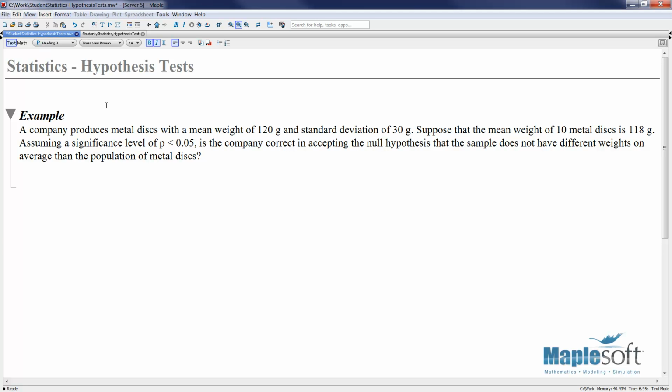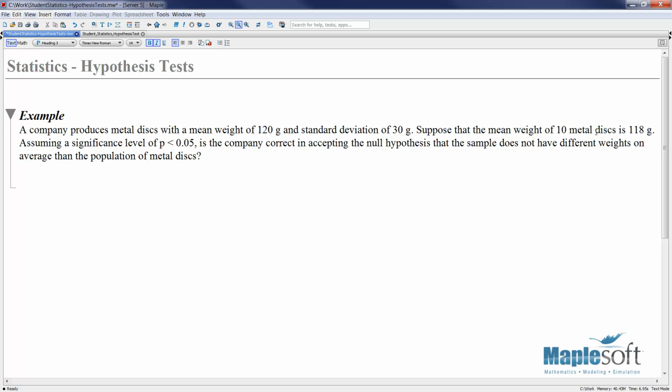So from this example, we can see very quickly there are a couple of knowns we have. So we know that the mean weight, or the mean of the population, is 120 grams. We know that the standard deviation of the population is 30 grams. We know the size of the sample is 10, as well as the mean weight of the sample is 118 grams.